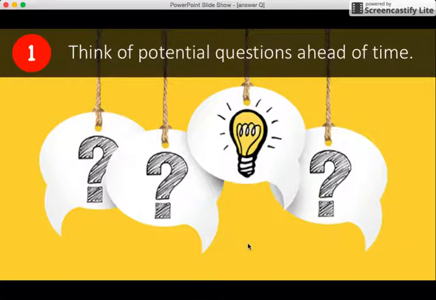Tip number 1, think of potential questions ahead of time. You can do this by giving a practice presentation for friends or colleagues and seeing what questions they have, or you can go back and look at your research journal from early on in your action research project. What kind of questions did you have? Those are probably similar to some of the questions that you're going to get during your question and answer session.